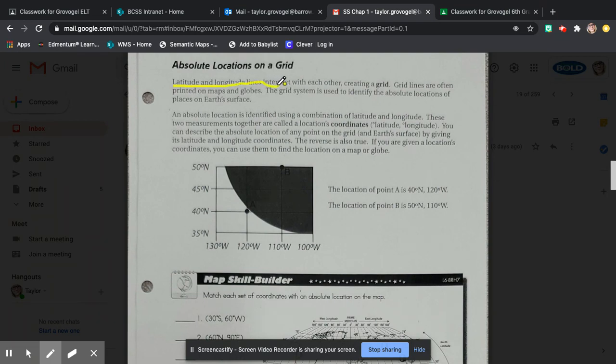Ooh, wow, I am not doing very good with my lines today, guys. All right. Also, our grid system, you can just make a note that this talks about the grid system.